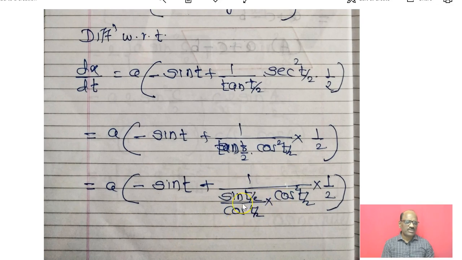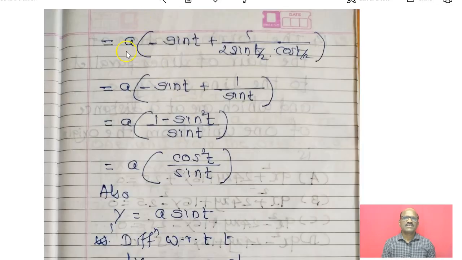Then again one more trigonometric formula: sin of 2 times theta is equal to 2 sin theta into cos theta. What's happening here? That is 2 sin t by 2 into cos of t by 2, it becomes sin of t. Therefore again we will simplify it. Now see this, the same thing is done here: a in bracket minus sin t plus 1 upon 2 sin of t by 2 cos of t by 2, this is nothing but sin of t. Now simplify this, it becomes sin t into sin t, that is sin square t. That is 1 minus sin square t upon sin of t, which is nothing but cos square t. That is a cos square t upon sin of t.